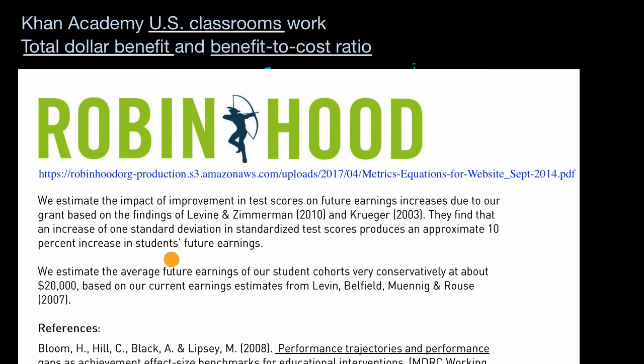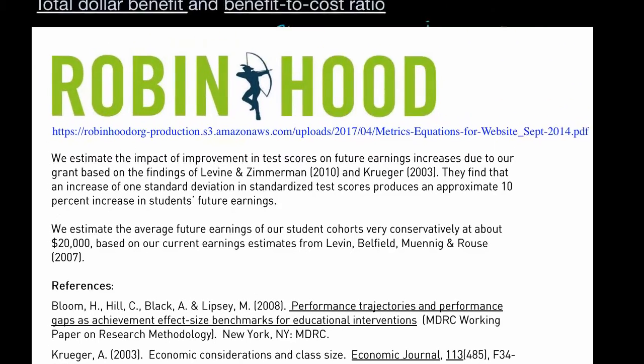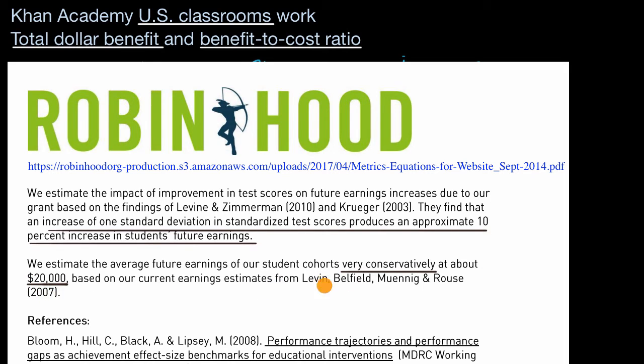And what I have here is a screenshot from page 22 of this study. And you could look at some of their references right over there. But there's a lot of interesting data here. They talk about that they find that an increase of 1 standard deviation in standardized test scores produces an approximate 10% increase in students' future earnings. They also talk about estimating that for the students that they are trying to help, low-income students, students who are underrepresented, they very conservatively estimate student earnings at around $20,000. And this was based on estimates from a 2007 study, and this, of course, is a 2014 report.